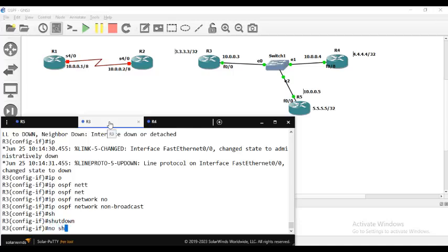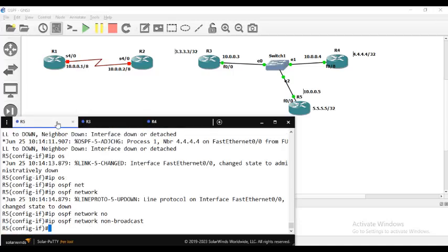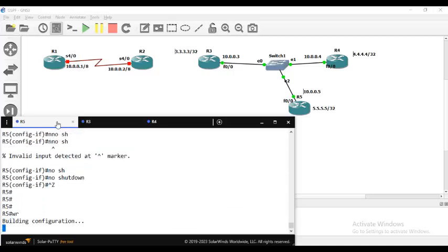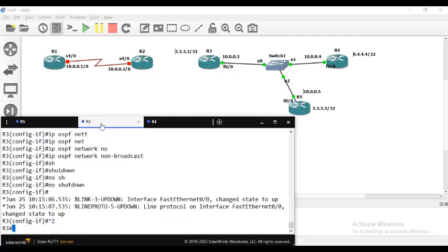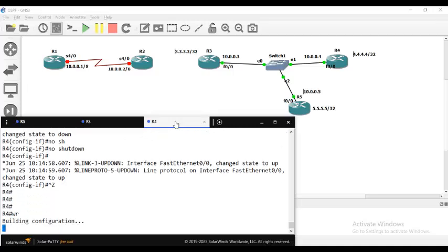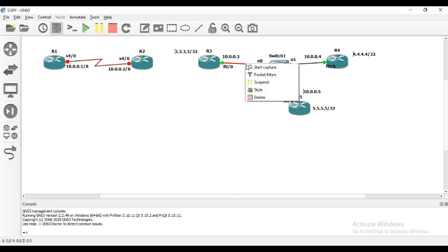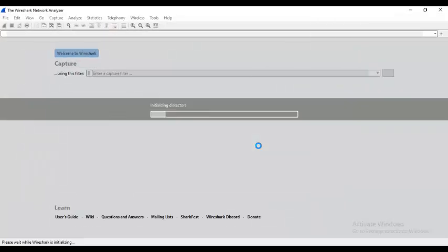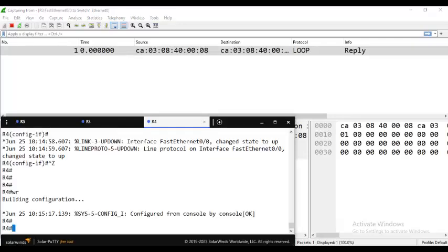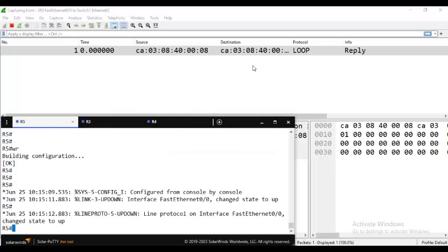The neighbor should not be discovered dynamically. Let me go to Wireshark and capture some packets in between. I'm not expecting any multicast, meaning OSPF multicast traffic, now. Yeah, there are no hello packets. Nothing is going on behind. So in a non-broadcast network, we have to configure the neighbor manually.